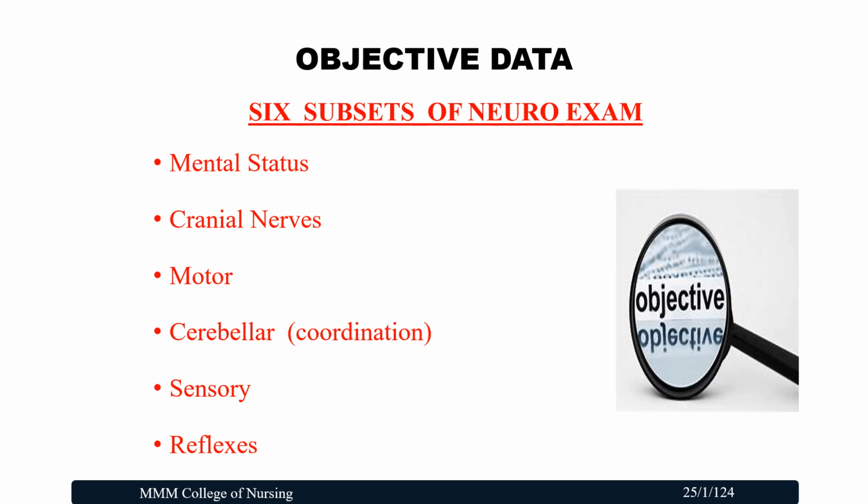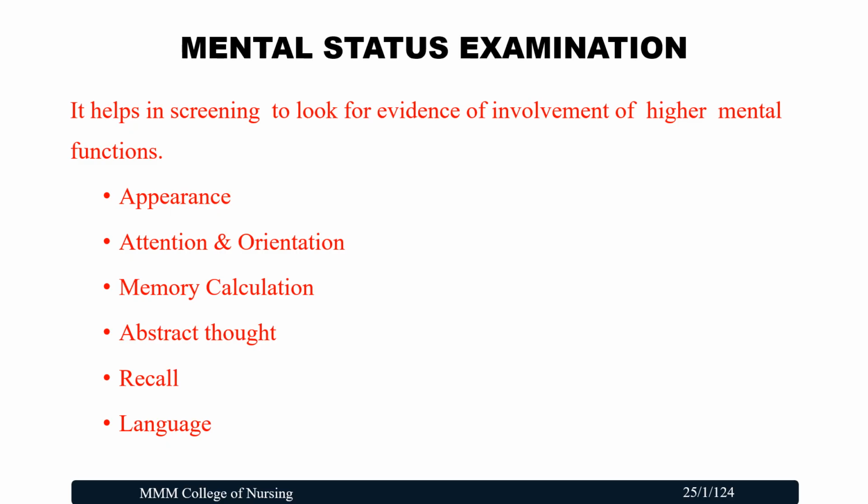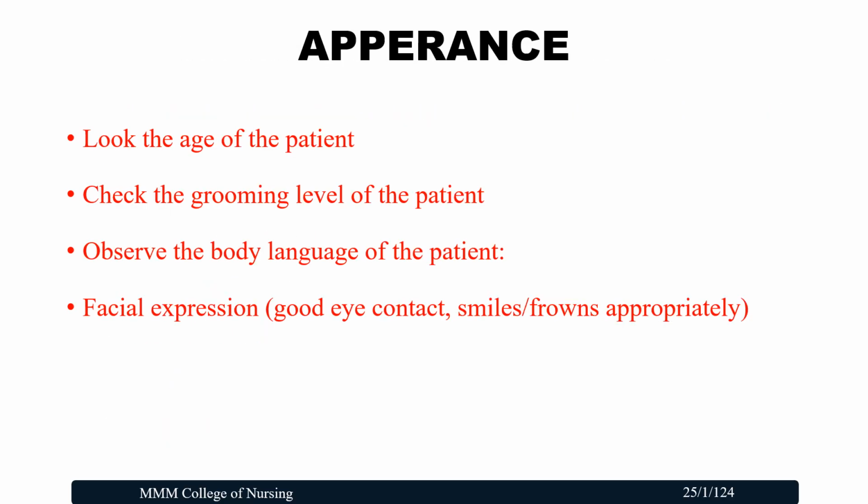Coming to the objective data, there are six subjects of the neurological exam: first the mental status examination, then cranial nerve examination, motor system, cerebellar and coordination, sensory, and reflexes. Now we are moving to the mental status examination, which helps in screening to look for evidence of involvement of higher mental functions, involving appearance, attention and orientation, memory, calculation and abstract thought, recall, and language.